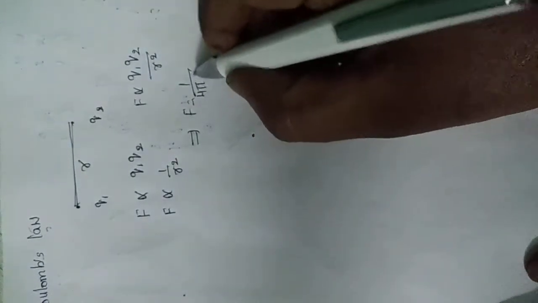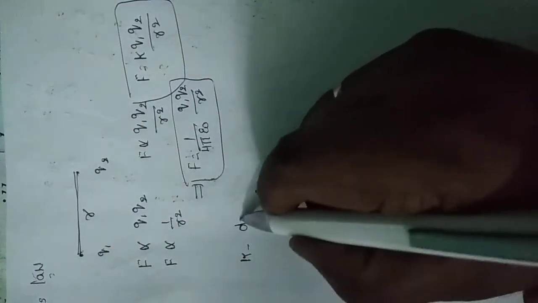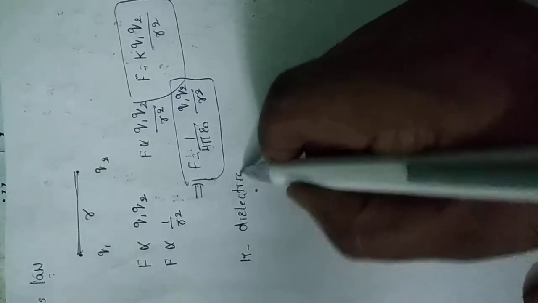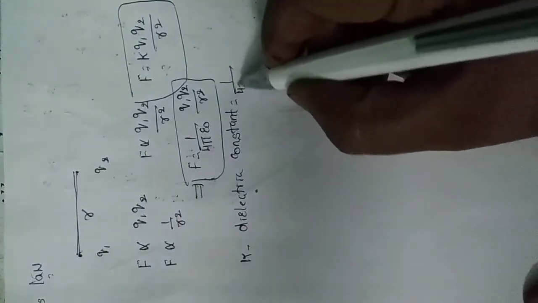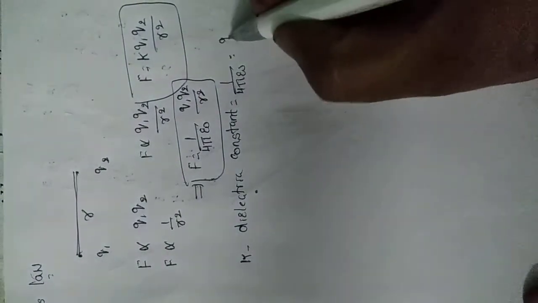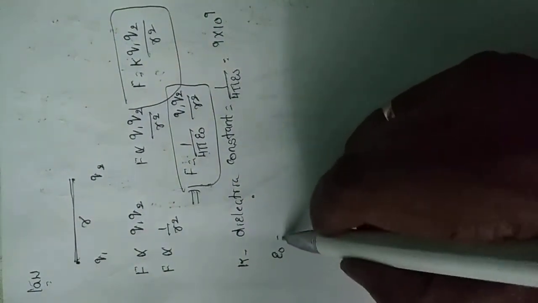That implies F is equal to 1 by 4 pi epsilon naught Q1 Q2 by R square. Actually, before that we should write one more thing, that is called K. What is K? Let's see. Here K is called the electrostatic constant, that is equal to 1 by 4 pi epsilon naught. That value is equal to 9 into 10 raised to 9. Again we have one more thing. What is that? Epsilon naught.